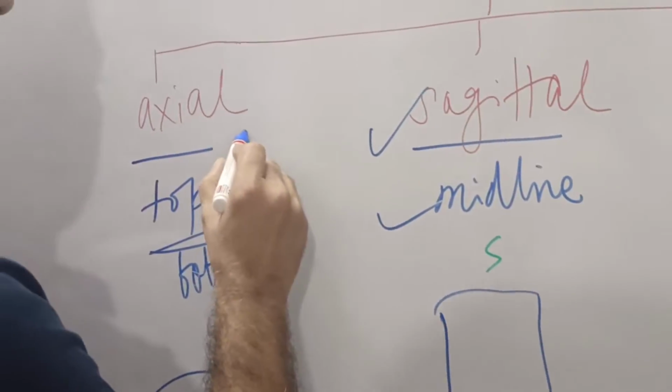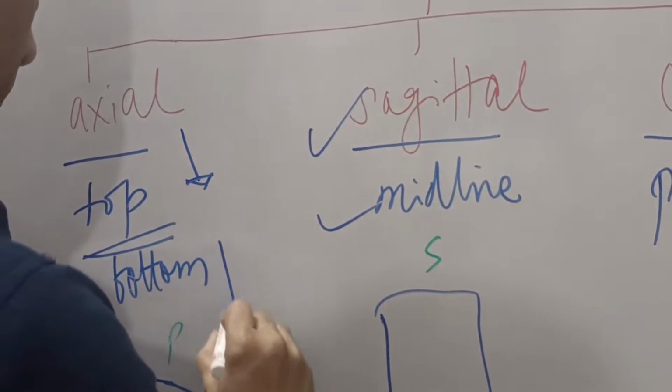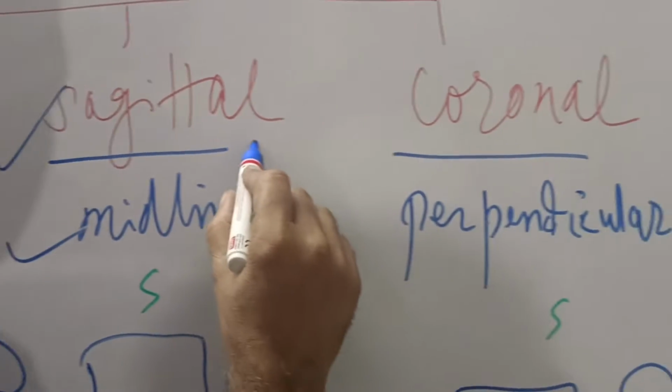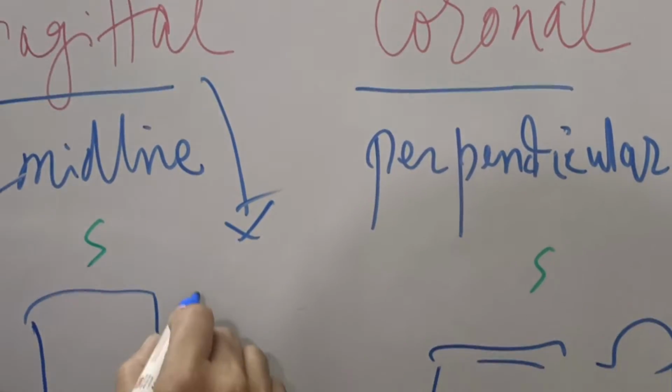This axial plane is also called a horizontal plane. And this sagittal plane is also called a vertical plane.